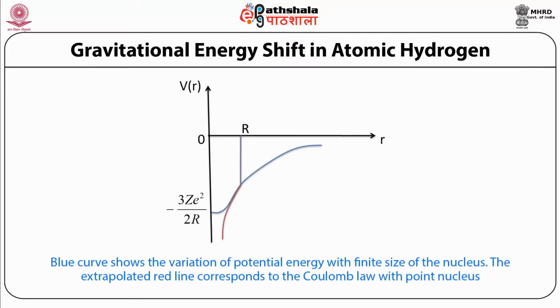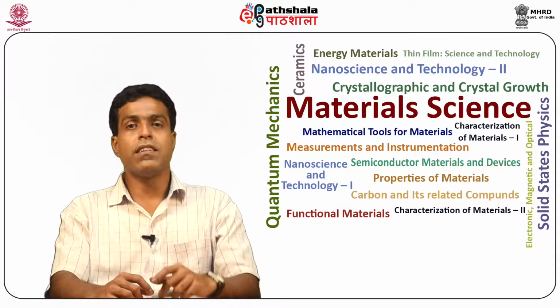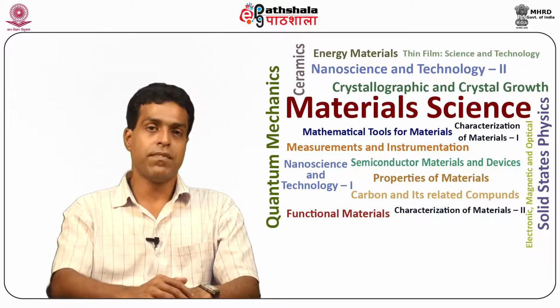This slide shows a curve which is plotted for V(r) as a function of r. It is shown that at r equal to 0, V(r) is finite, minus 3 Z square by 2R. The blue curve shows the variation of potential energy with the finite size of the nucleus. The extrapolated red line corresponds to the Coulomb law with a point nucleus. First order correction to the ground state energy.